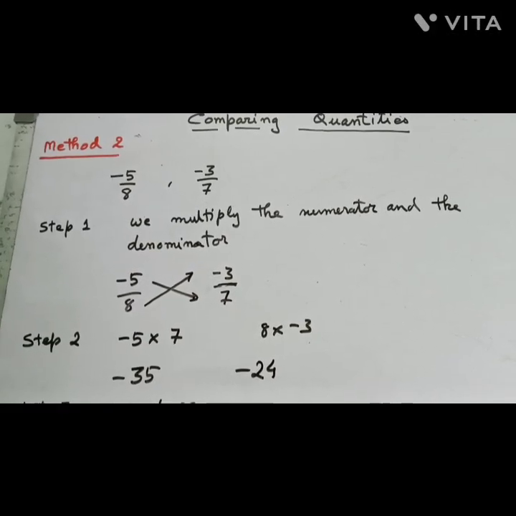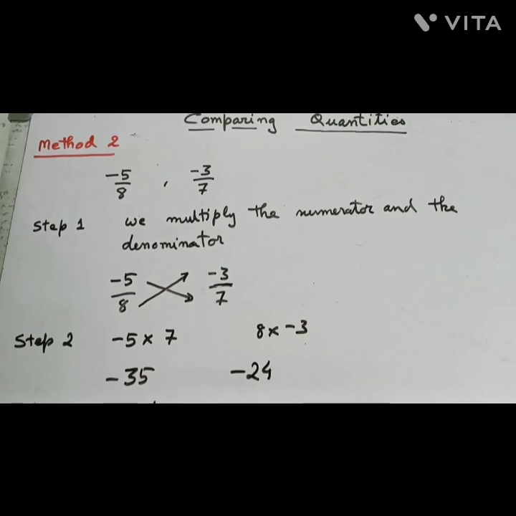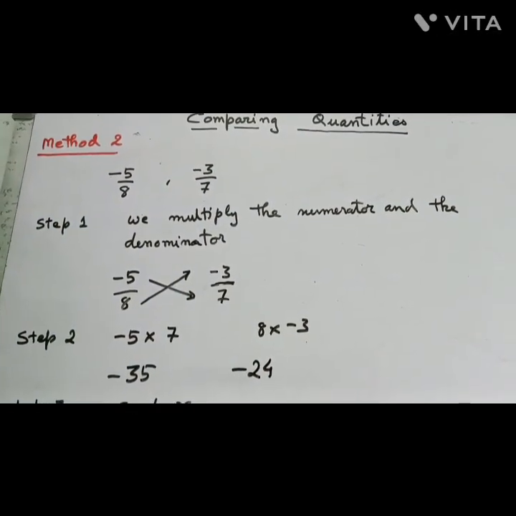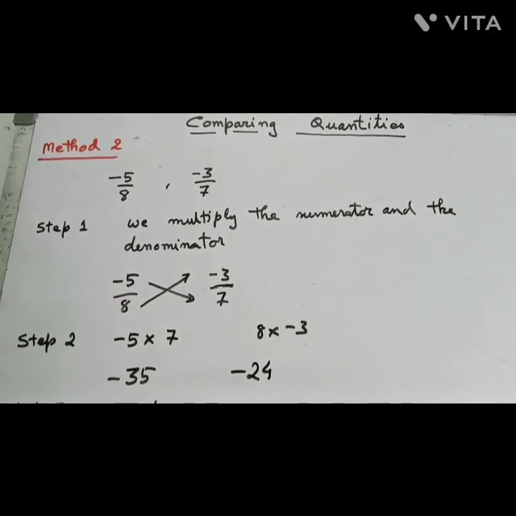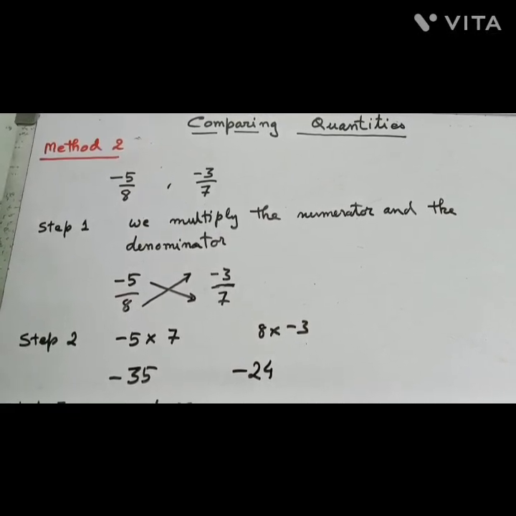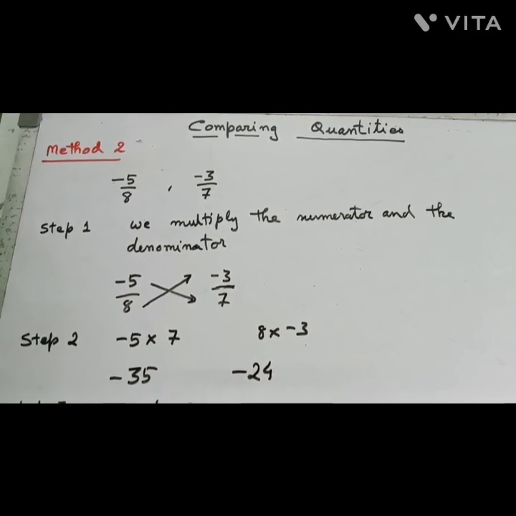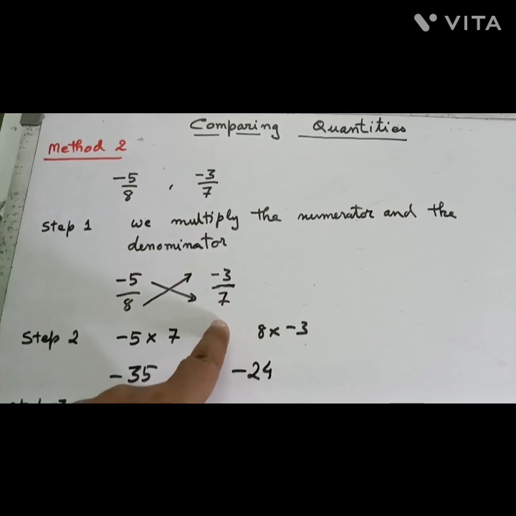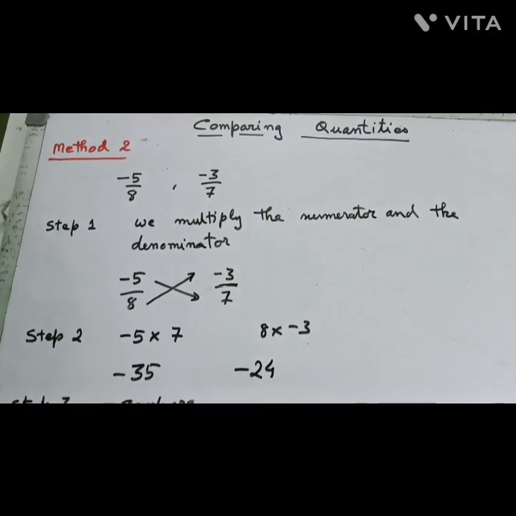So in method 1 we did it by LCM. We have to make the two denominators similar. We multiply 8 and 7 to get 56, and we revise the numerator also and we compare. In method 2 we multiply the numerator with the opponent fraction's denominator, and the denominator with the opponent's numerator.